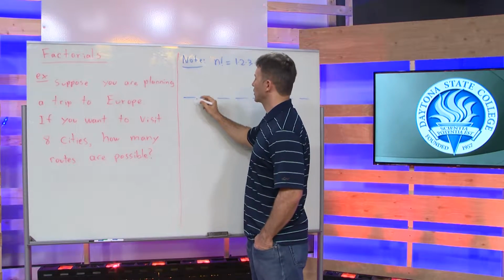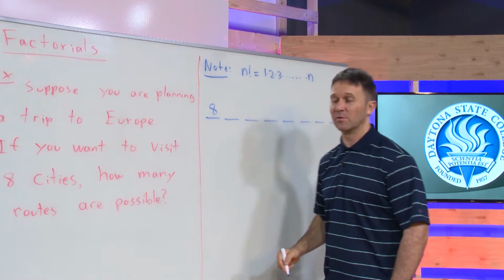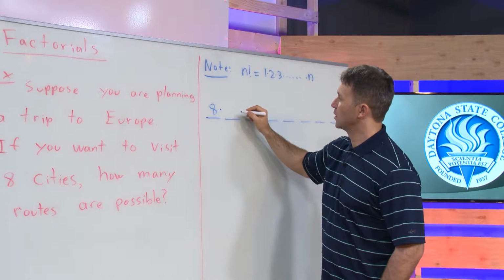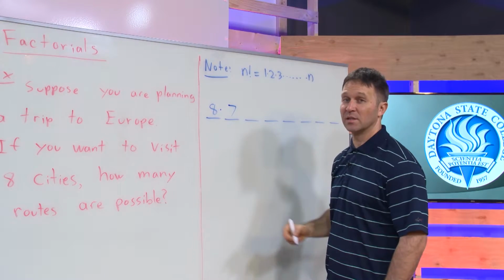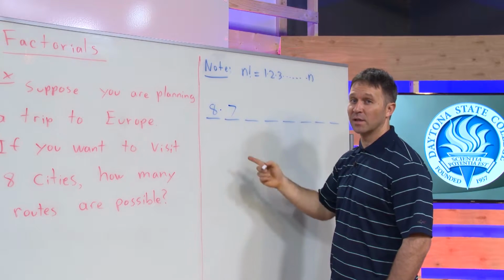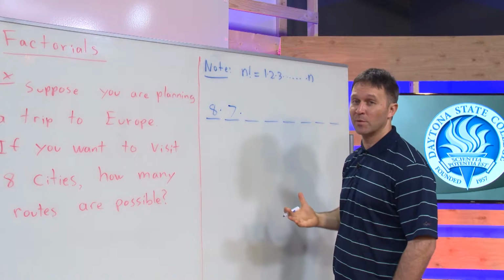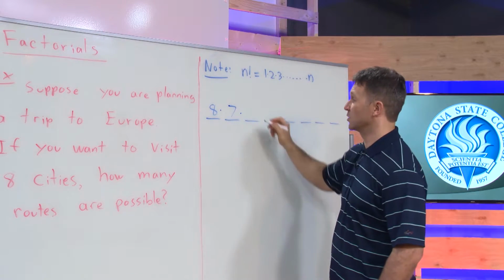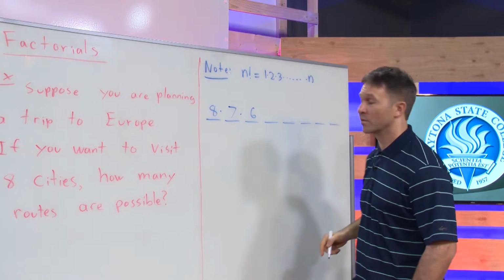Eight cities, and we're going to have 8 choices for the first city that we visit. And then after that city's out of the way, there's going to be 7 cities to choose for the second city to visit. And then after that city is out of the way, how many would be remaining? There'd be 6 remaining cities to choose from. So for the third choice, there'd be 6 to choose from.